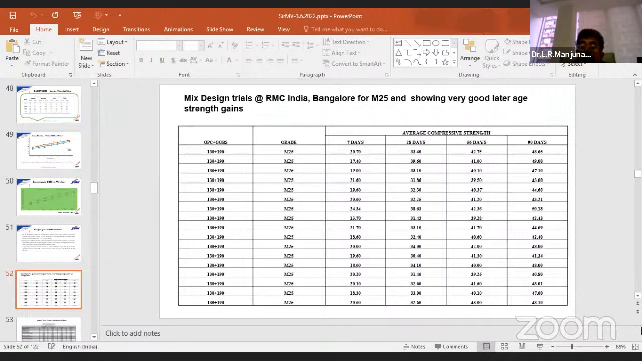The moment the strength increases, the impermeability will also increase, the flexural strength will improve, and tensile strength will improve. These are all natural phenomena, because as and when the compressive strength of the members increases, naturally other components of the strength parameters, flexural strength, water impermeability, and tensile strength, will all be enhanced.